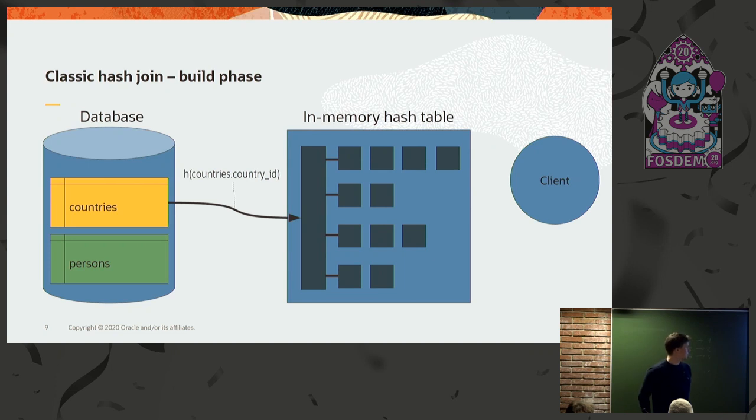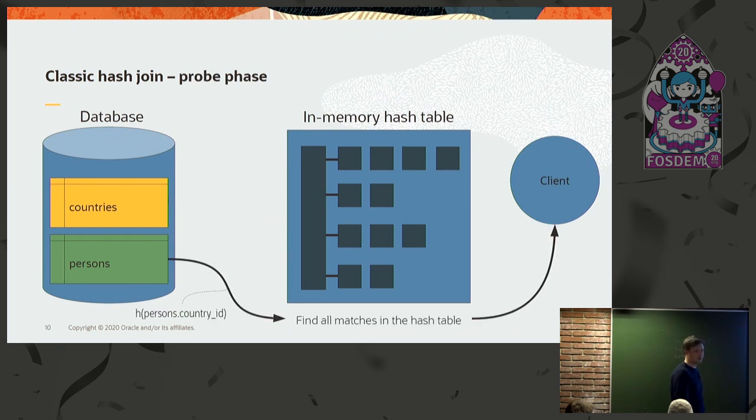The build input is loaded into an in-memory hash table, where the hash table key is the part of the join condition that belongs to the build input. In this case, that's the column countries.countryid. Once all the rows have been loaded to the hash table, the build phase is complete.